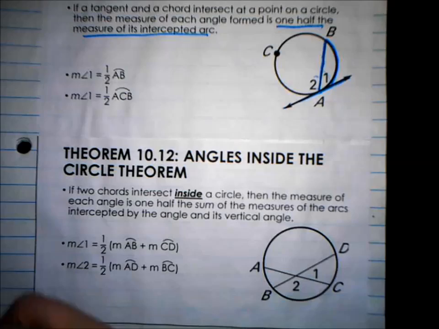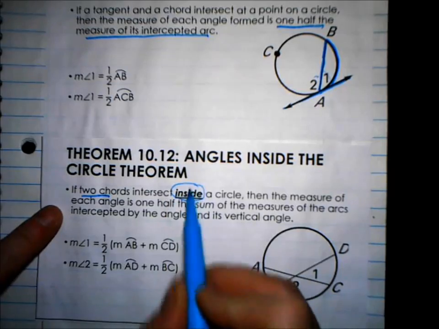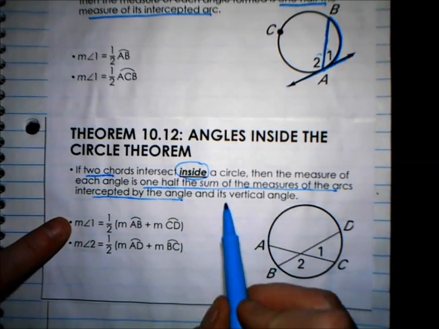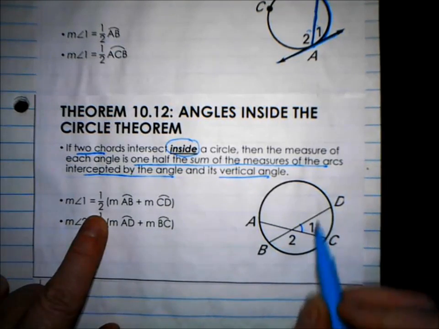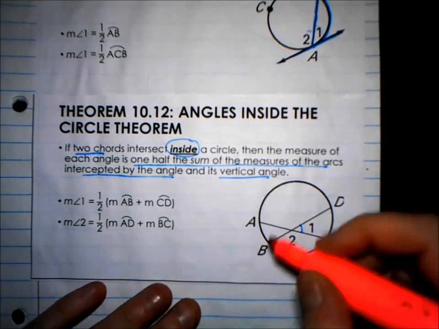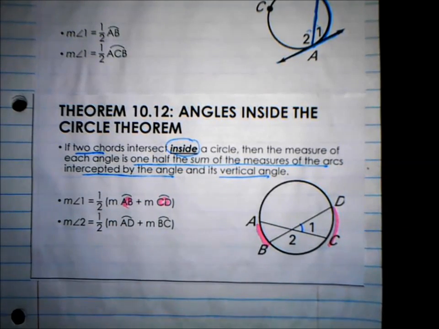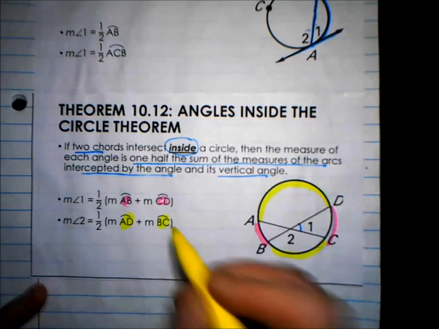On theorem 10.12 it says, okay, if we have two chords that intersect on the inside of the circle, then the measure is going to be one half the sum of the measures of the intercepted arcs and its vertical angles. So here you can see that angle 1 will be the measure of the arc AB plus DC, but you have to take half of it. And if you look at angle 2, then opposite of it would be the arc AD or BC that represents the measure of that angle.